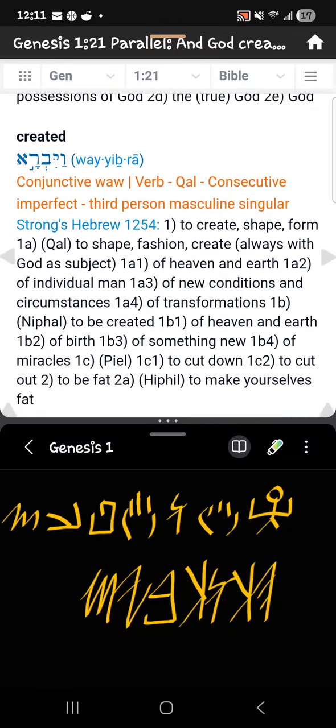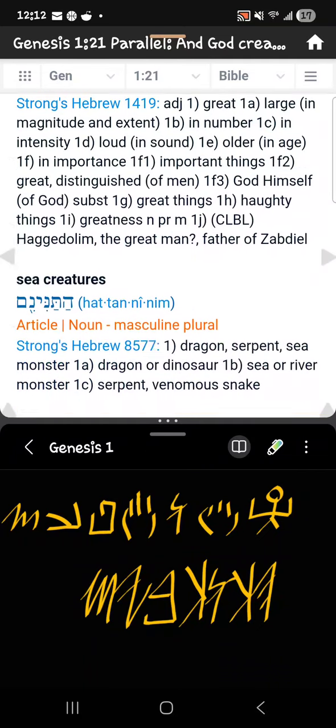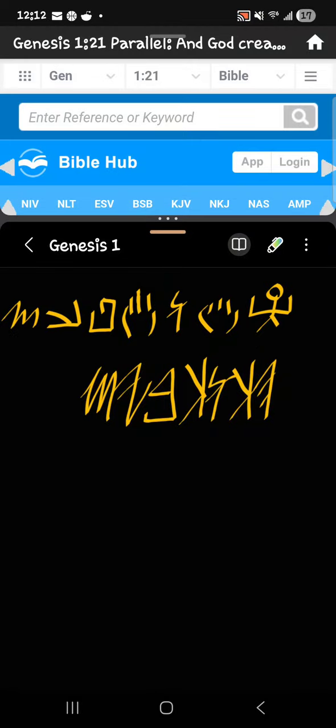So Allah created the great sea creatures. Look at the word sea creatures here. Hatanninim. Okay. I'm about to draw this in Paleo Picto, as usual. Dragon, by the way. Sea, like serpent. Sea monster. Dinosaurs. Like this is talking about the time of dinosaurs, quote unquote. So this is way back when, they're saying, huh? If you believe in that sort of thing.